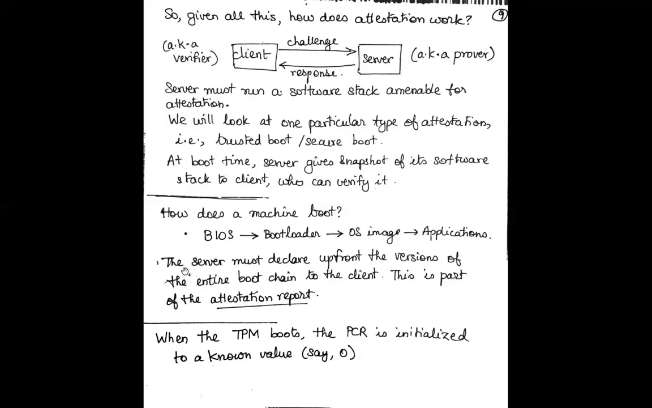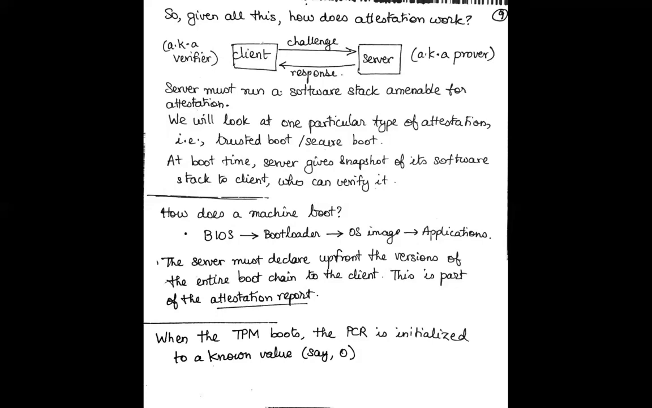Okay, so the server must declare upfront the versions of all of the software that is part of this boot sequence. All of these versions of the software that the server is declaring go as part of the attestation report, which is this response over here sent from the server to the client.